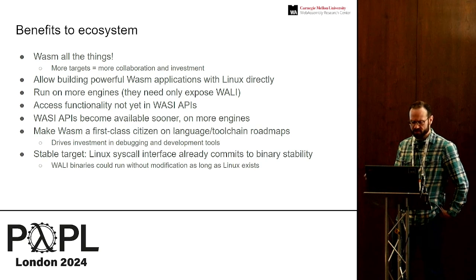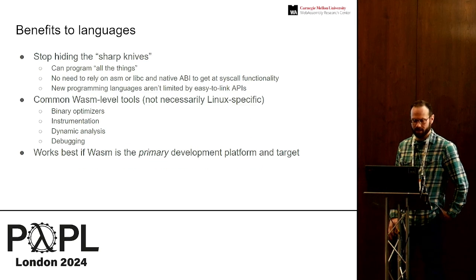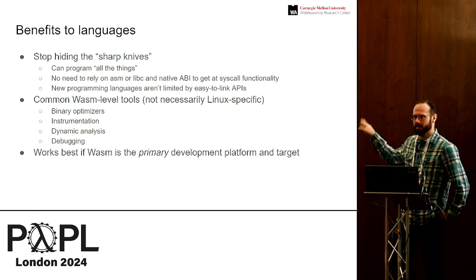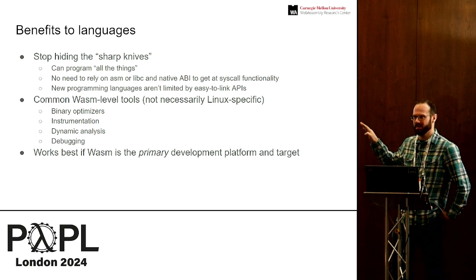And it's a stable target, which is something that we've heard from some of our partners, that they're a little bit scared by the evolution of WASI, and they don't know how they would justify to their upper management what it means that a WASI API is still evolving, not yet standard. It benefits programming languages. They get sharp knives. If people have seen the paper, we have sharp knives in the title. That's what we're referring to.